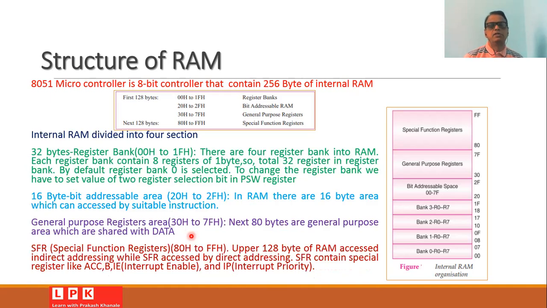SFR, or special function register, is there in the memory space of 80 to FFH. The upper 128 bytes of the RAM are accessed by indirect addressing, while SFR is accessed by direct addressing. SFR contains many registers such as accumulator, register B, interrupt enable IE, and interrupt priority IP.